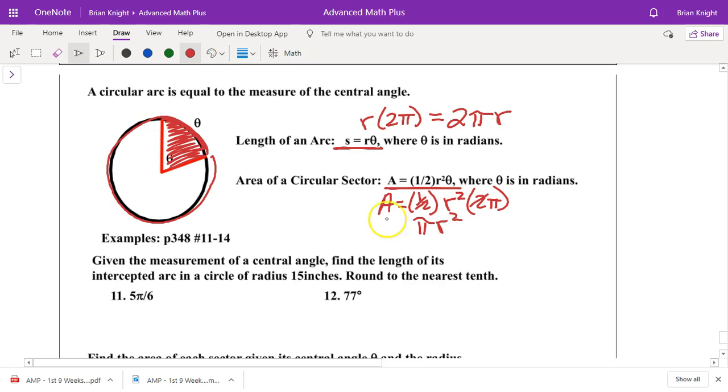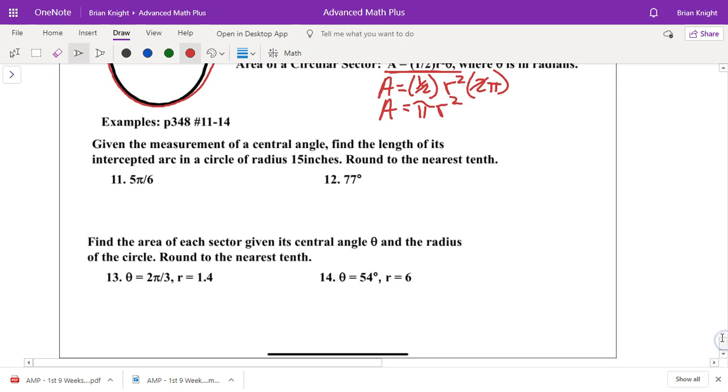Like I said earlier, you've been using radians your entire life without knowing it. Ever since you learned the area formula and the circumference formula of a circle, you've been using radians. So it's very, very simple to put into practice. They're wanting you to find just a part of a circle. So for 11 and 12, we're finding the length of its intercepted arc. So we're finding the arc length. It's very, very simple. You just plug in.